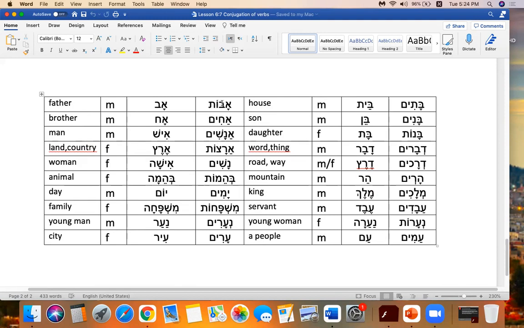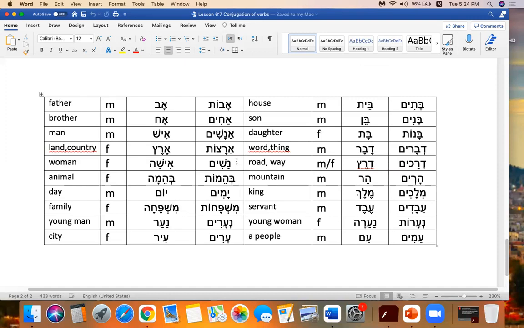the plurals. Now, the ones that are the most confusing, or don't really make a whole lot of sense, is man, which is ish, and then men is anashim. So that doesn't seem to be the regular way to develop a plural from a singular noun. So that's one that you'll probably want to look at. And then isha, which is woman, is nashim. So men is anashim, women is just nashim. Most of the others, I think, are pretty regular.